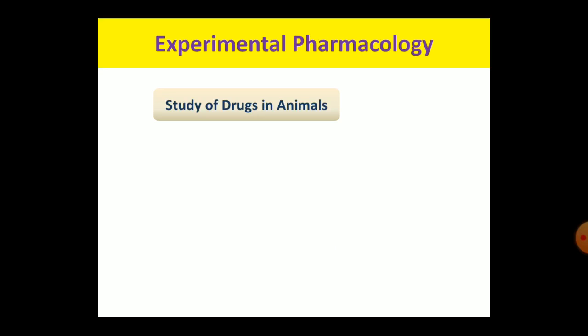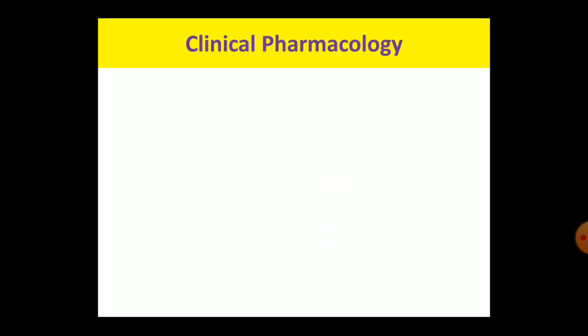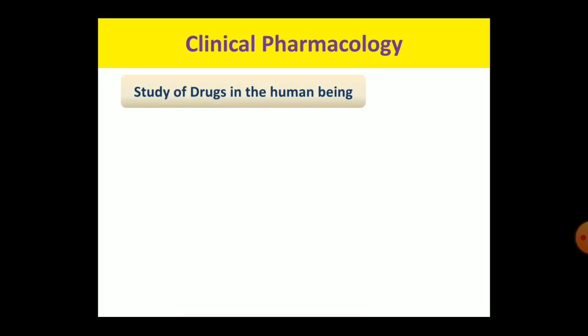And if the drug passes through all these phases successfully, then the study of the drug will be conducted in the human being. But in short, experimental pharmacology means study of the drugs in the animals. Then clinical pharmacology, as I told you, once the drug passes successfully from the experimental pharmacology, then the drug will be studied in the human being. That study of the drug in the human being is known as clinical pharmacology.